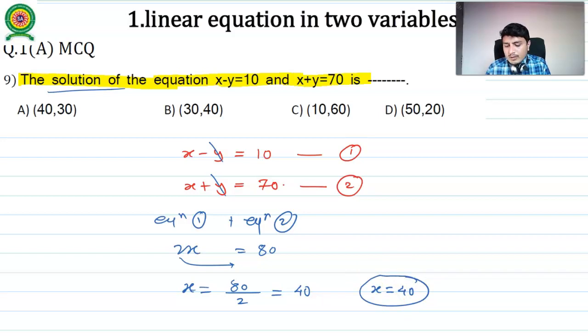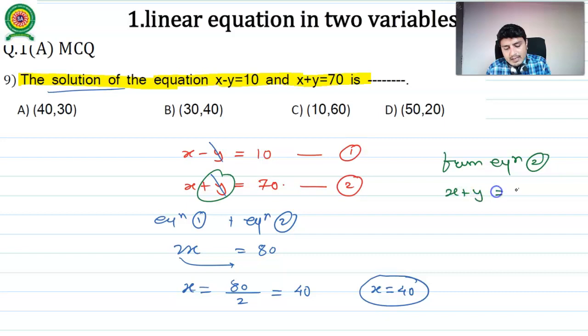Now to evaluate the value of y, what shall we do? Let's replace x by 40 in either equation 1 or 2. Then we get the value of y. So I am choosing equation 2, because in equation 2 the y variable is positive. Addition is easy as compared to subtraction, so we are choosing equation number 2 here.